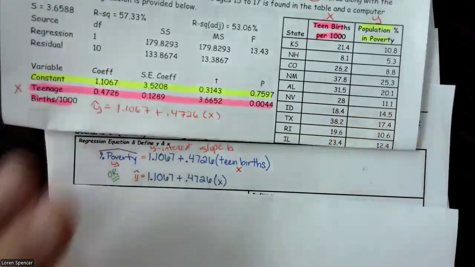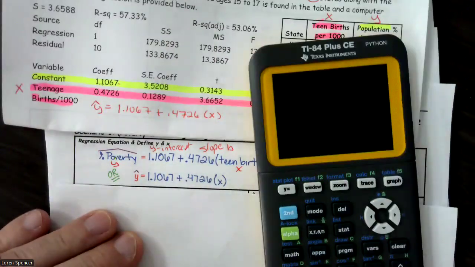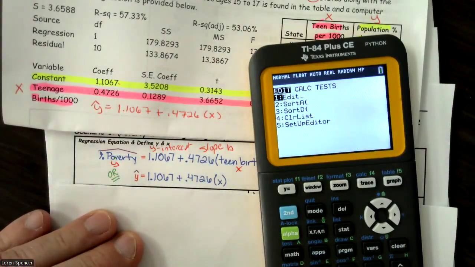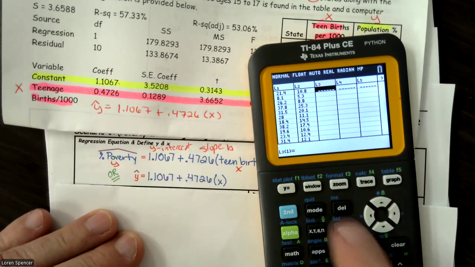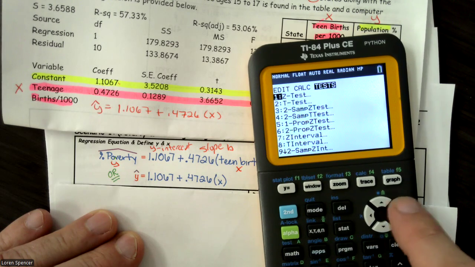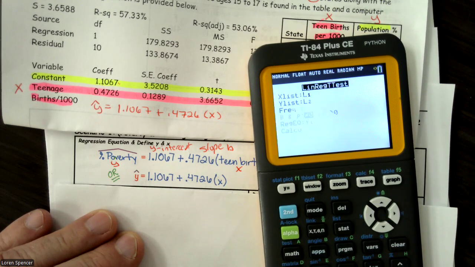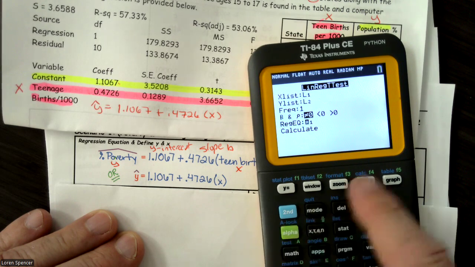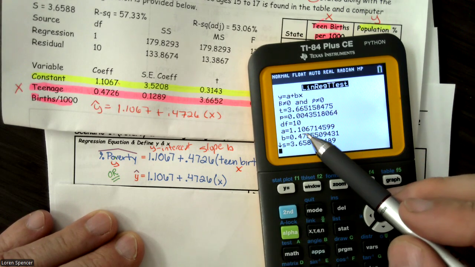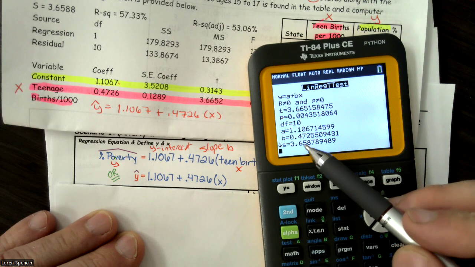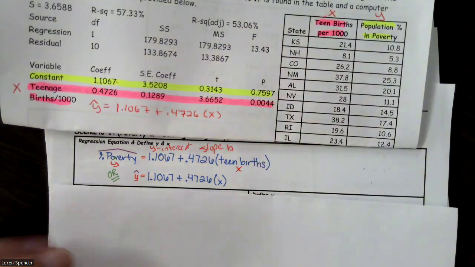Now, I have already entered this information into the calculator, in the stat edit, and I'm going to clear that out, but there it is. And if I go stat, test, letter F, alpha trace, there's my 1.106, and there's my b. All right, so that takes care of that.